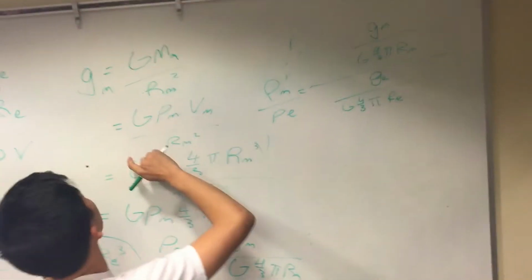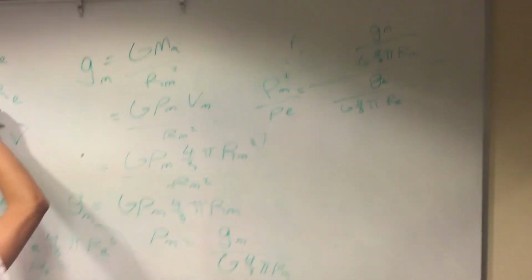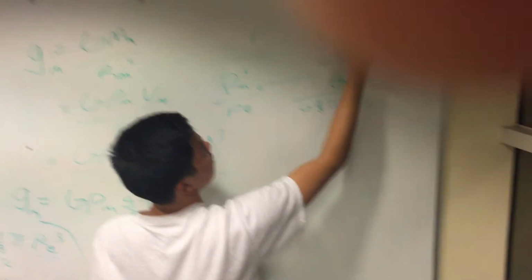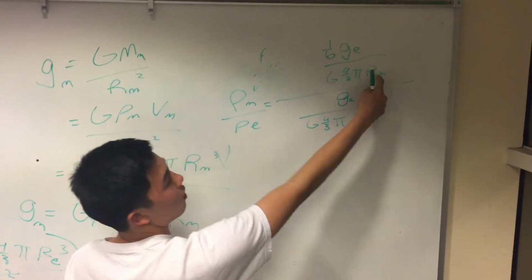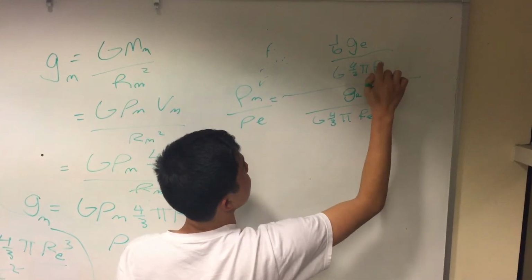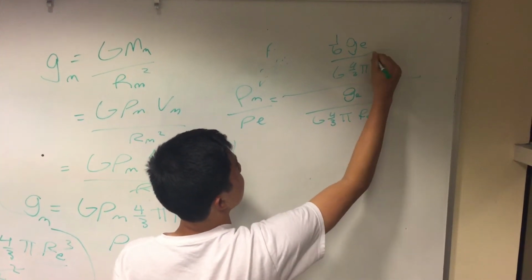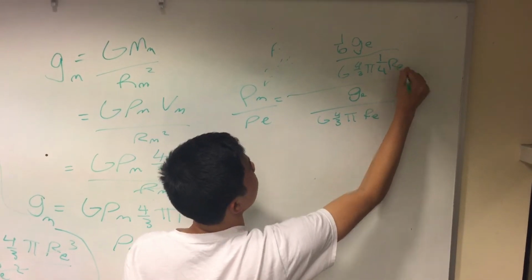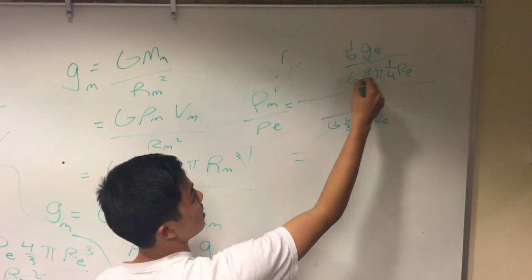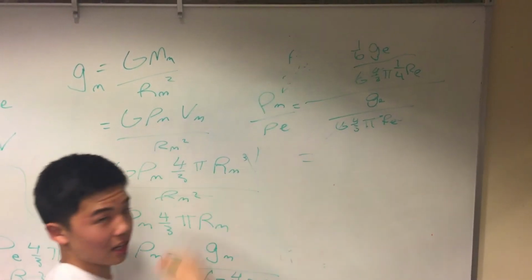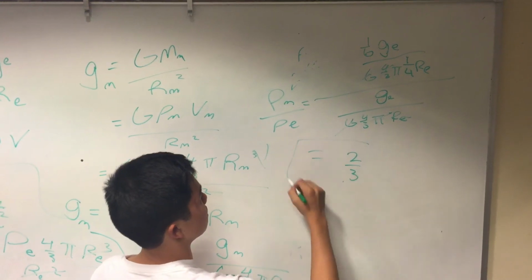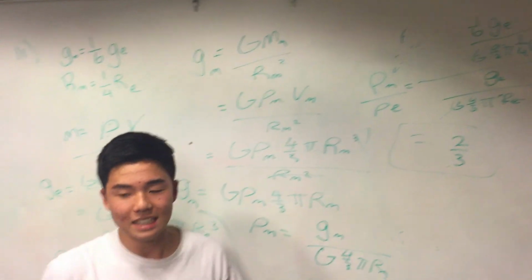So for g of the moon, I'm going to put 1/6 g of the Earth, and then for R M, I'm going to put 1/4 R E. And then if you do some algebra, some simplifying, a bunch of stuff cancels out, then you'll get 2/3. So the ratio is 2 to 3.